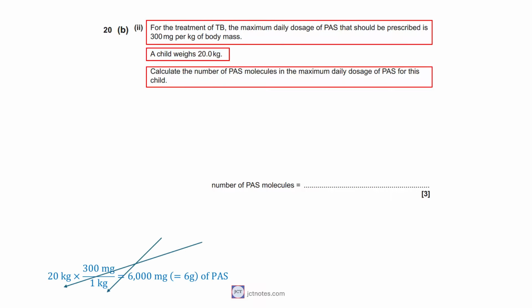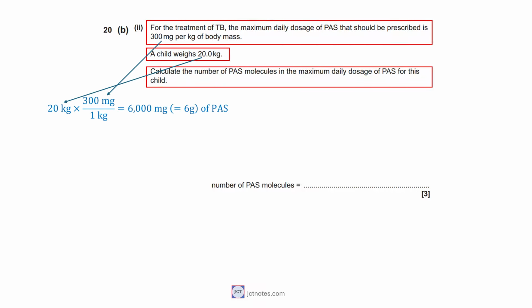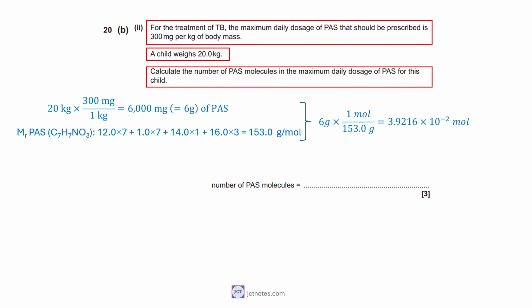The maximum dosage for a 20 kilogram child is 300 times 20, which is equal to 6,000 milligrams or 6 grams of PAS. As the molecular mass of PAS is 153 grams per mole, we get that 6 grams are 3.9216 times 10 to the power of minus 2 moles. Multiplying this number by Avogadro's number, we get 2.36 times 10 to the power of 22 molecules.